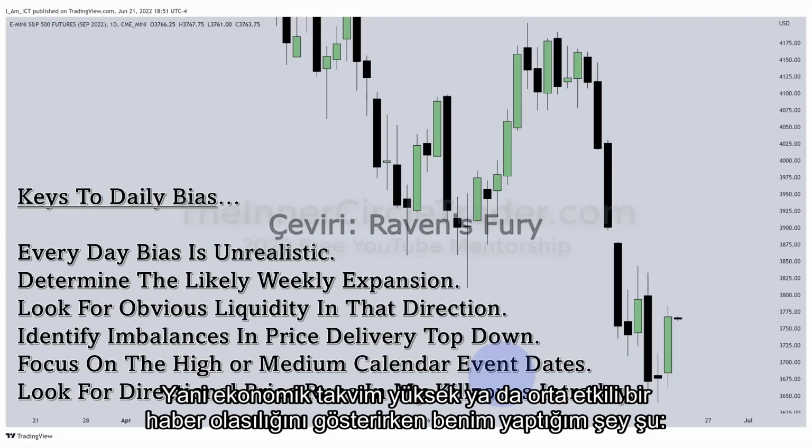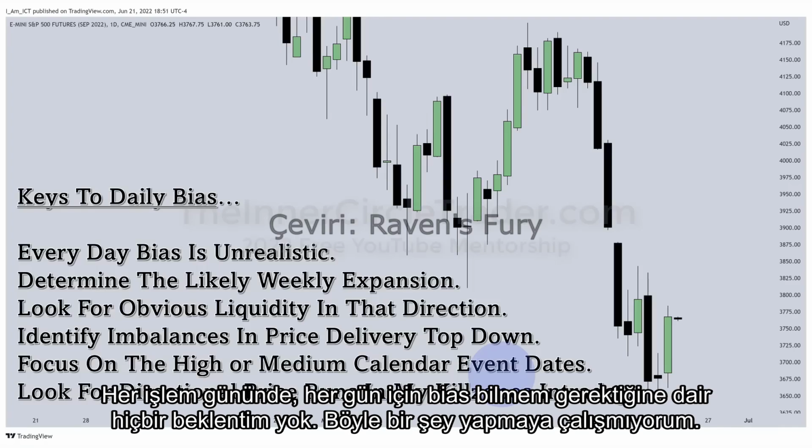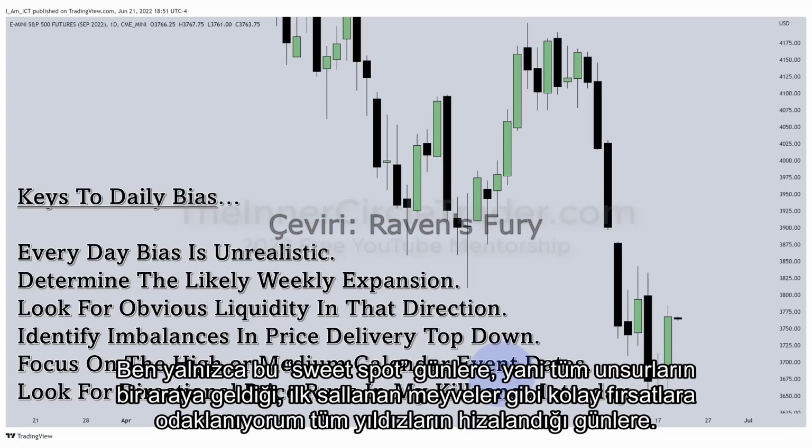So what did I just teach you here? I basically said that there is absolutely no expectation on my part to know the bias every single day of every single calendar trading day. I'm only focusing on these sweet spots, these low-hanging fruit days where everything's coming together, all the stars are lining up.